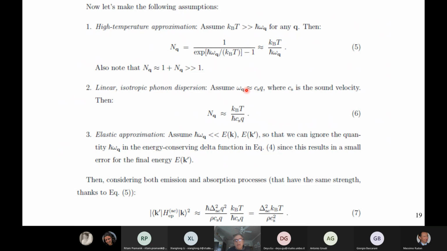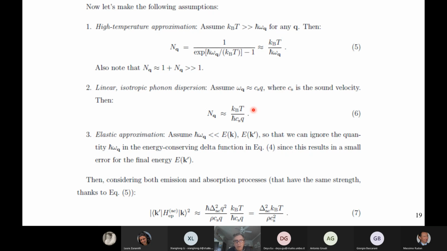Let's assume also that the phonon dispersion can be considered to be of a linear form, and that's because, again, consistent with this approximation, we're not moving very far away from q equals 0, from the gamma point, so we can approximate it with the sound velocity. If we want to separate the longitudinal and transverse phonons, we can look separately at the transverse and longitudinal velocity, just calling it C sub s, the sound velocity.